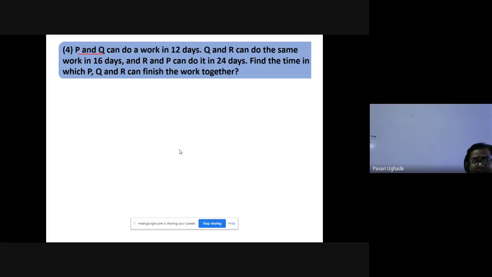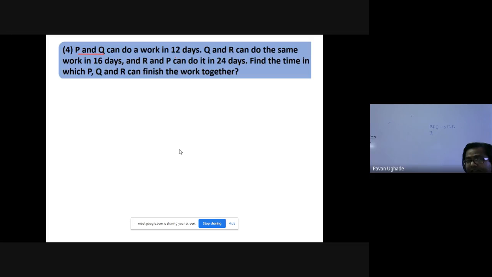It is saying P and Q can do a work in 12 days. So P and Q together, if they are working, will take 12 days. Q and R can do the same work in 6 days. In all the problems we have seen so far, you have to observe one thing: the work they are doing is the same. It is not that P and Q are working on, say, furniture and Q and R are working at a petrol pump or something different. The work is the same, only the time taken is different.